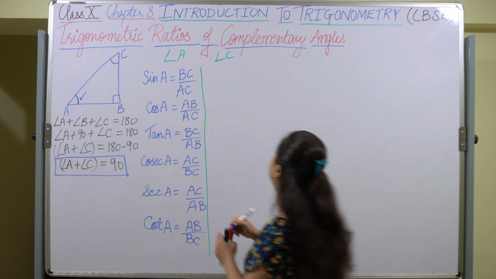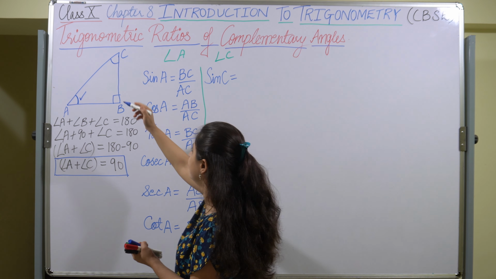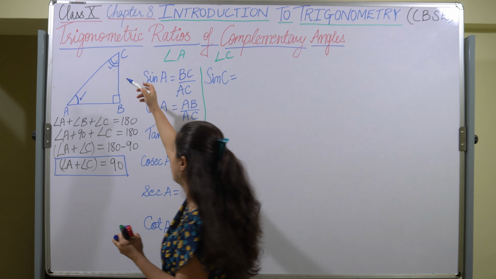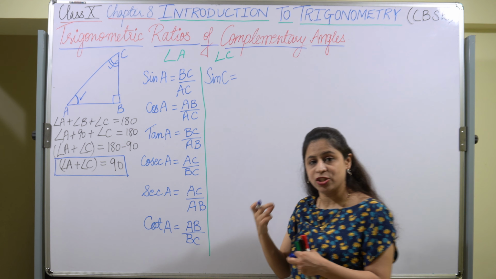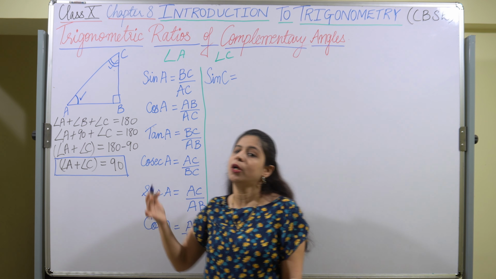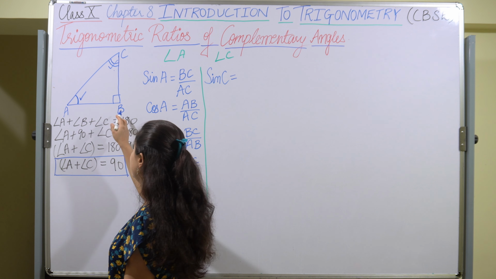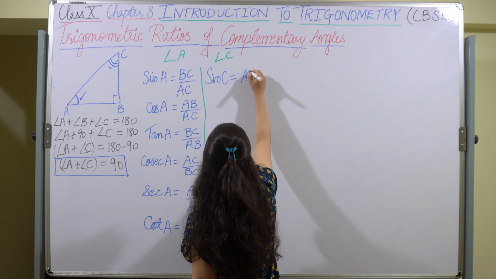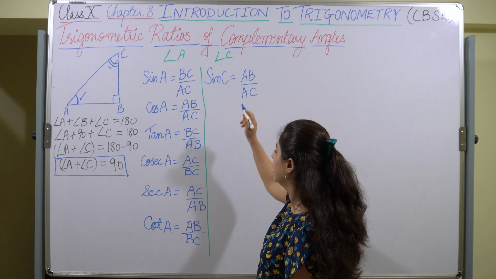So, sin C will be equal to, now we will be taking this angle. For C, my base is BC and perpendicular is AB. Now perpendicular and base change because the angle C is over here. Sine is always given by perpendicular upon hypotenuse, or we can say opposite side upon hypotenuse. So, perpendicular is AB upon AC. Sine is given by AB upon AC.